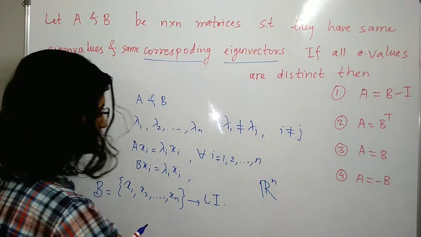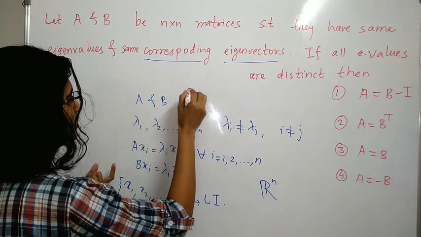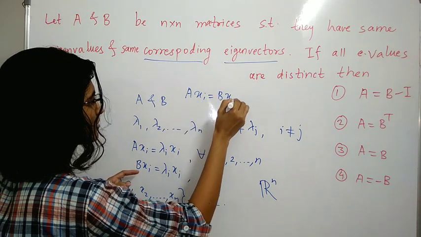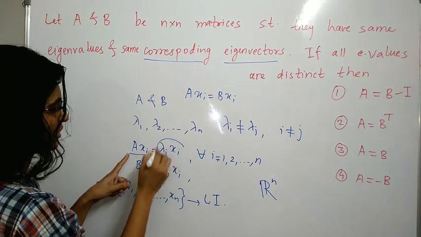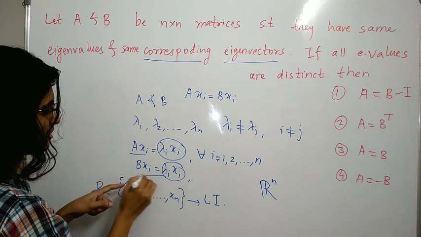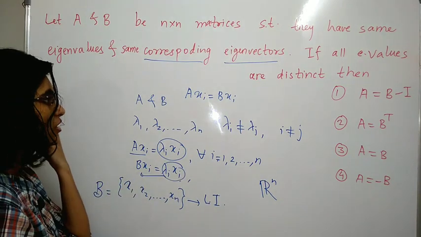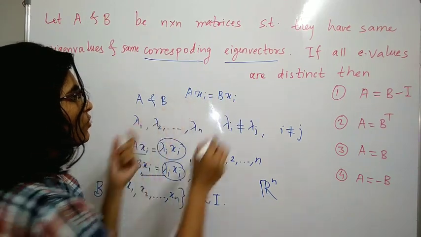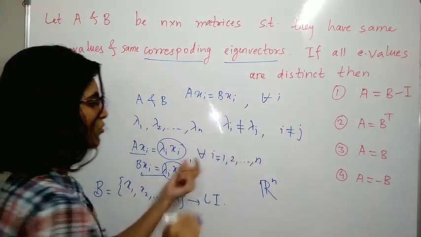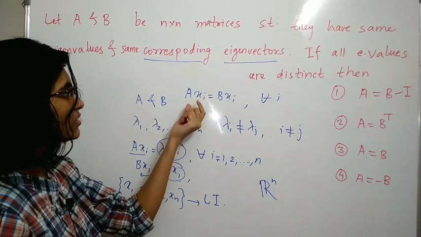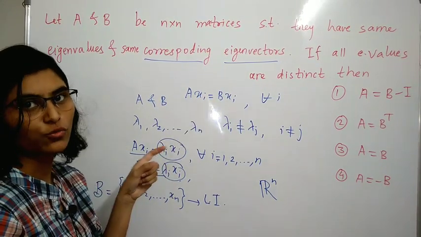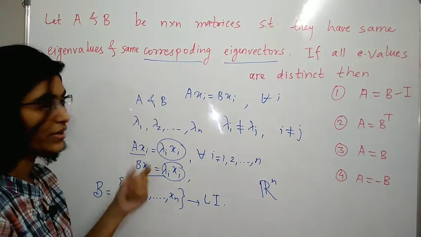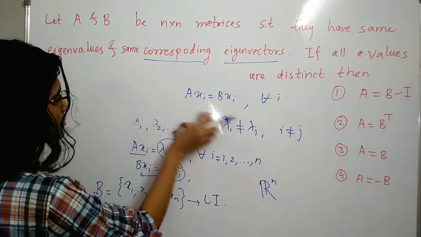So this B is a basis for Rn. Now just check that we have A xi is equal to B xi, right? Because A xi is the same as lambda i xi, which is again the same as B xi. So we have A xi is equal to B xi for all i from 1 to n. That means on these xi, A is equal to B. So clearly A is equal to B. So we can check this.